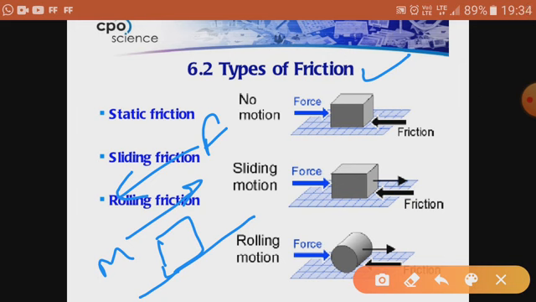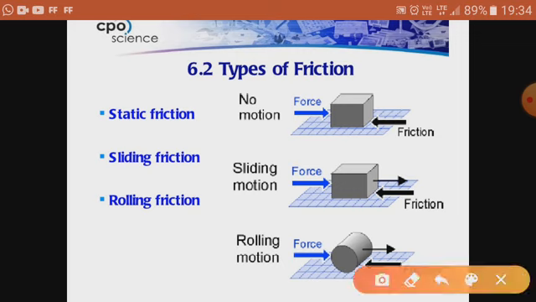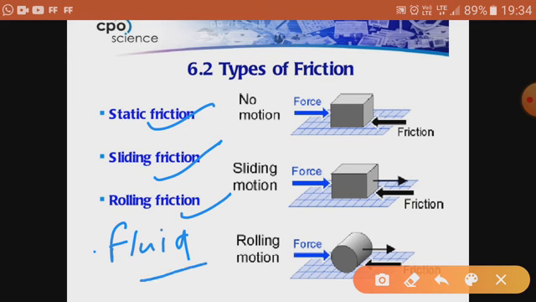Now we will study the types of frictional forces. There are four types of frictional forces: static friction, sliding friction, rolling friction, and the next one is fluid friction, that we will study in the next slide. So static friction, sliding friction, rolling friction, and fluid friction. These are the types of friction.